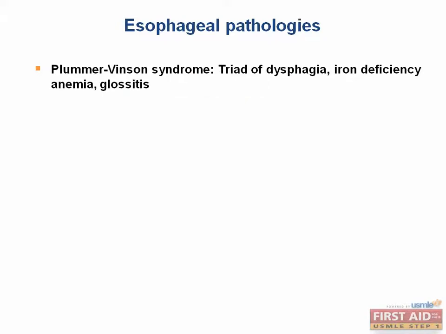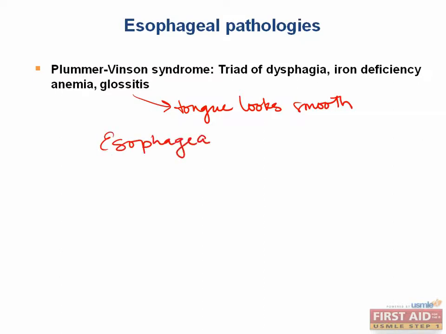Lastly, Plummer-Vinson syndrome is an important triad of features. This will typically present on the boards as dysphagia, iron deficiency anemia, and glossitis. Glossitis is inflammation of the tongue which causes it to be swollen and change color, which results in the surface of the tongue appearing smooth. The dysphagia in this case occurs secondary to esophageal webs.